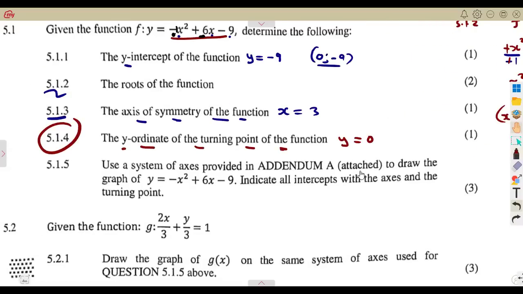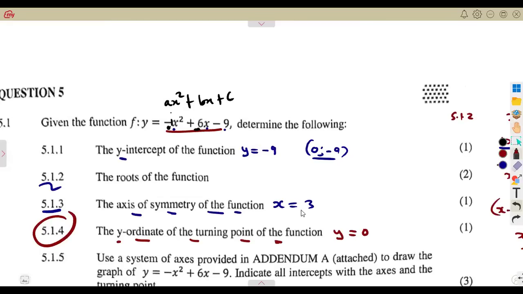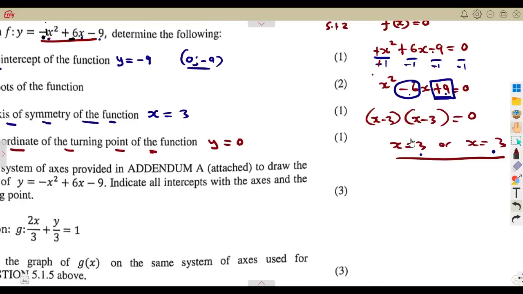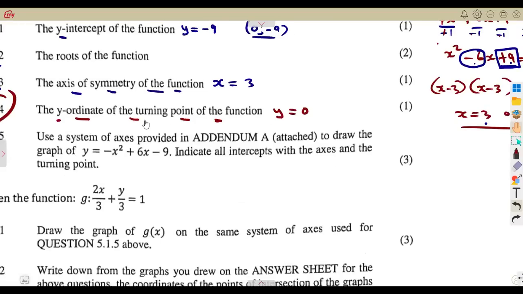Yes, you can do the substitution, guys. It's up to you, because you have the value of x, which is 3, you can substitute. In place of x, y is equal to minus 3 squared plus 6 into 3, minus 9. You're going to obtain a 0 there. So you can also analyze this without that equation.